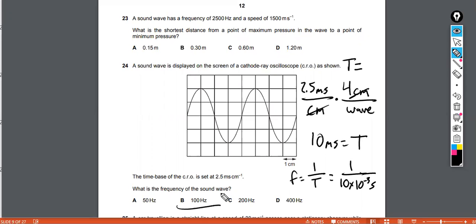100 hertz for that one. Okay. Sometimes you will have to calculate the time-based setting. Like they'll tell you what the frequency is and they'll say, so what must be the time-based setting of this? And as long as you keep track of the units, all the calculations are pretty much the same. So we'll probably see an example like that before the end of the day.